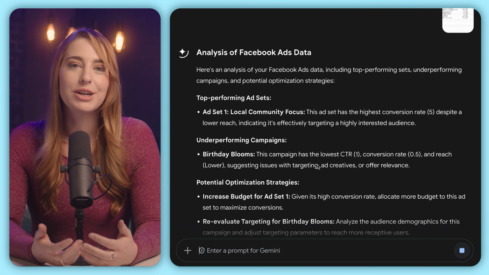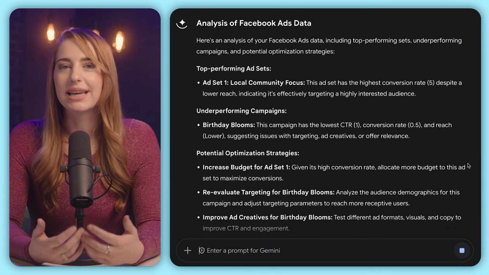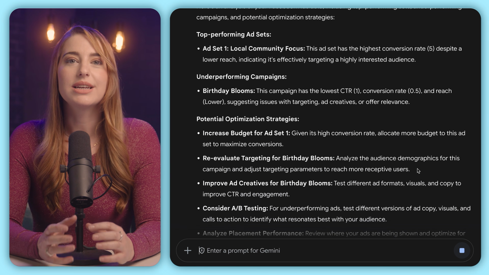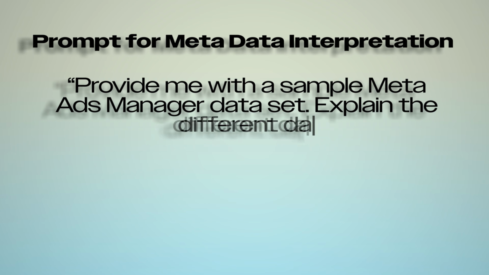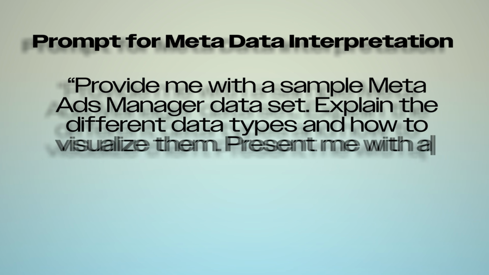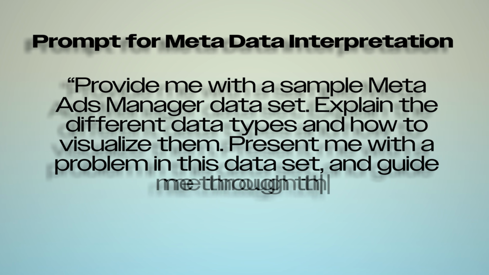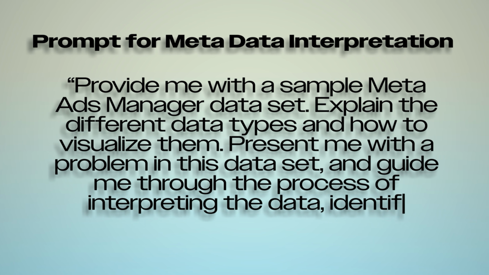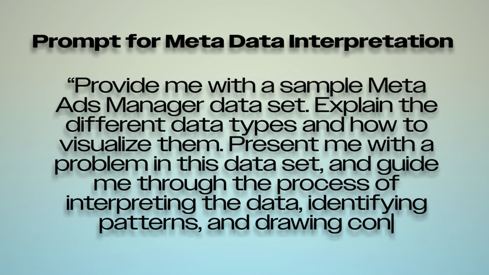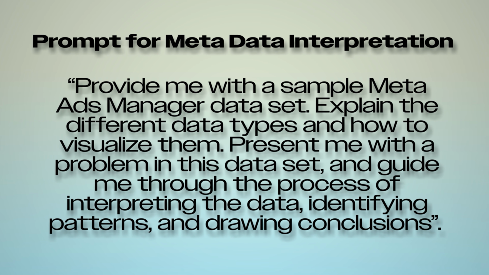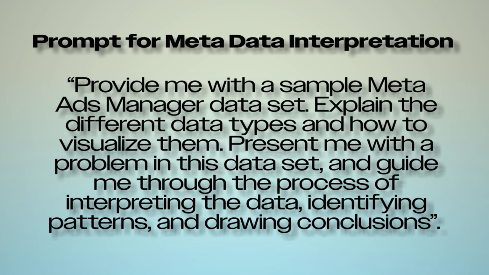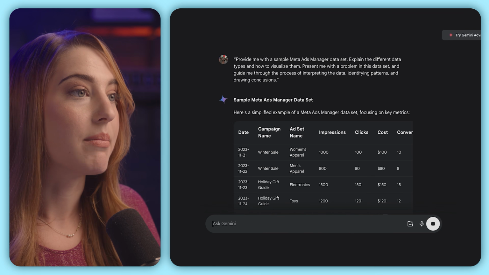You can always refine your prompt to include other factors like age and gender variations to deduce issues and brainstorm strategies. You can also turn your AI of choice into your very own teacher by inputting this prompt instead. Provide me with a sample Meta Ads Manager dataset. Explain the different data types and how to visualize them. Present me with a problem in this dataset and guide me through the process of interpreting the data, identifying patterns, and drawing conclusions. Here's an example of how Google Gemini might respond.